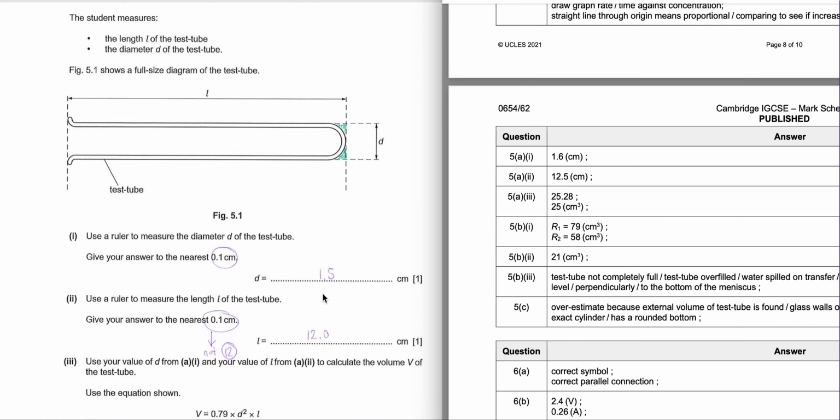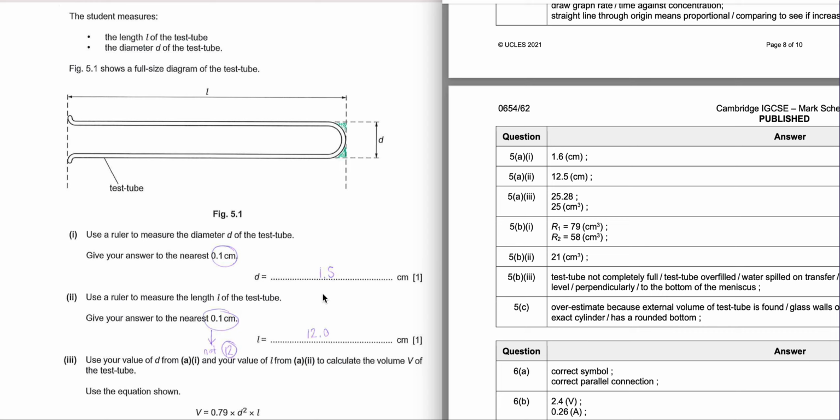So we're going to use a ruler to measure the diameter of the test tube. My diameter I measured as 1.5. The answer scheme gives 1.6. As usual, folks, scaling factors and printing issues will cause you to have a slightly different value to the mark scheme. Do not worry if that is a different value.